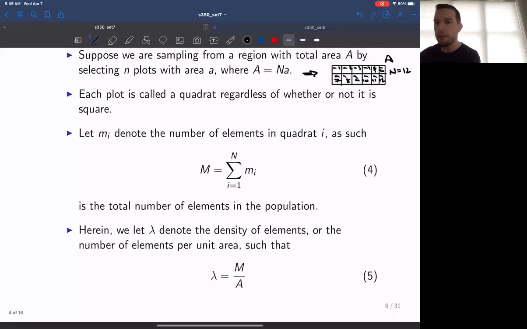Okay, so little m_i will denote the number of elements within each quadrat. So that's very similar to our cluster sampling scheme. So we're saying that each of these areas within the rectangle returns little m_i elements. Okay. So for example, here we have m12, here we have m7, here we have m1, for example.